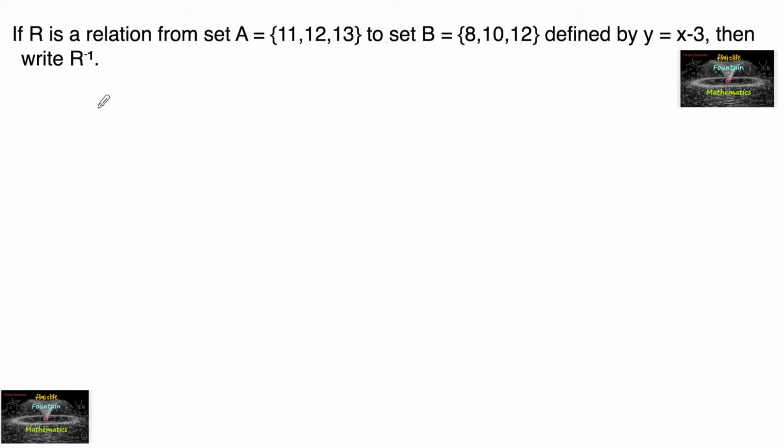If R is a relation from set A is equal to {11, 12, 13} to set B is equal to {8, 10, 12}, defined by y is equal to x minus 3, then write R inverse.